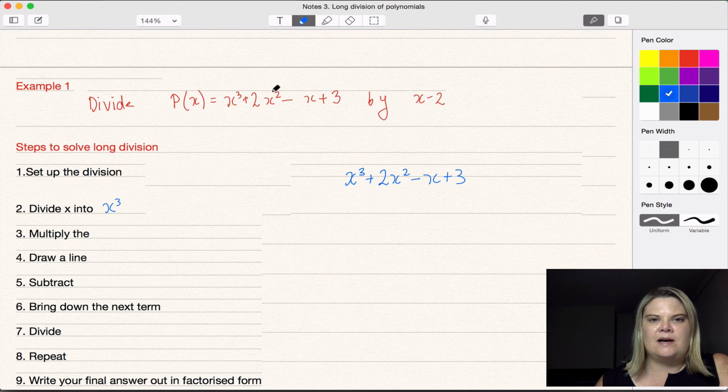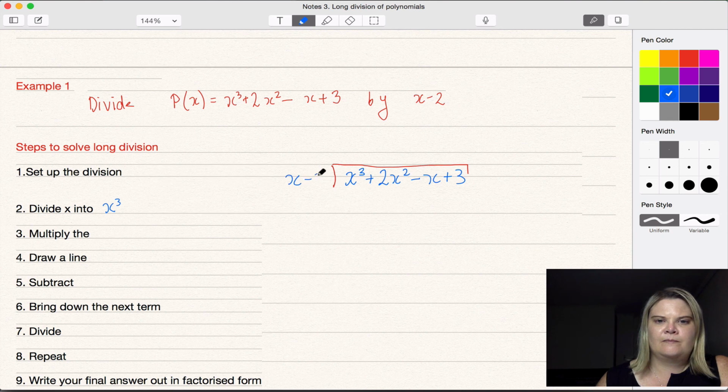So this is our dividend and this is our divisor, and we're trying to find the factors that multiply to make up this polynomial. Steps to solve. First one, set up the division, and this is how you should have done it before. I've put the dividend in here. The divisor goes on the outside, and up here will be the quotient when we fully work it out.